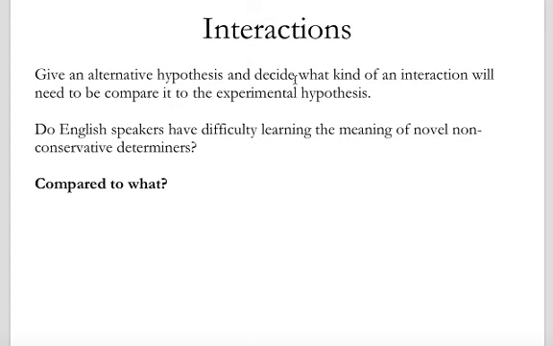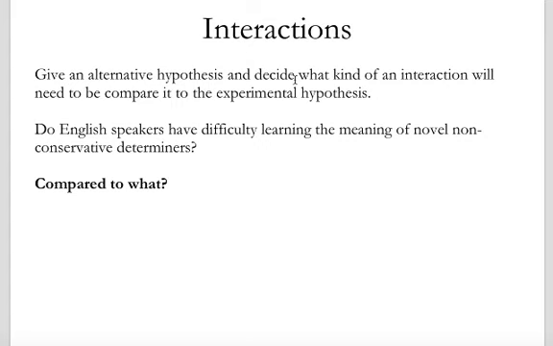Do English speakers have difficulty learning the meaning of novel non-conservative determiners? And then the next question is going to be, well, compared to what? So take a minute and think about this. Do they have difficulty learning this class of items compared to what? And there's a number of answers here.